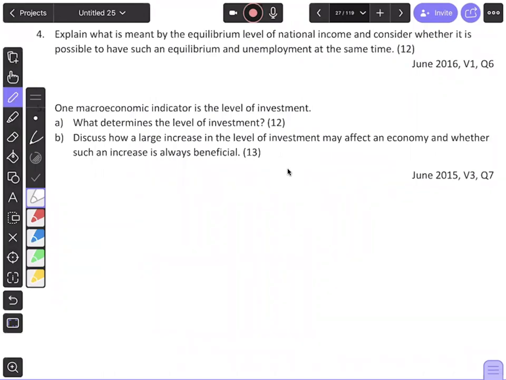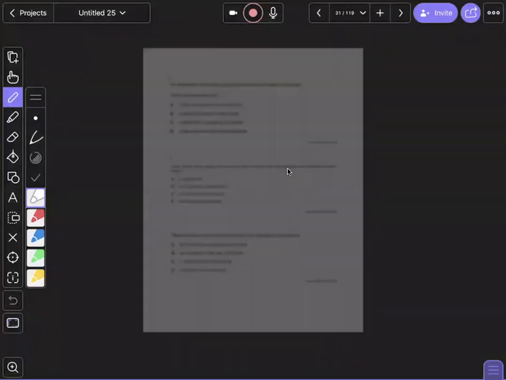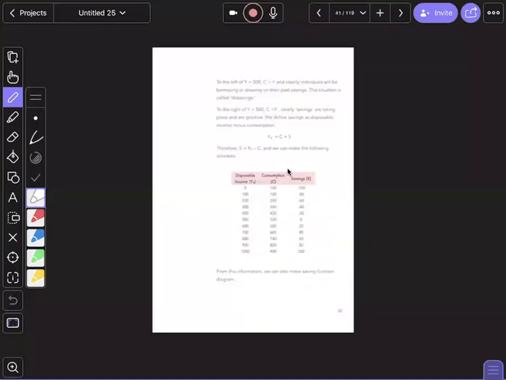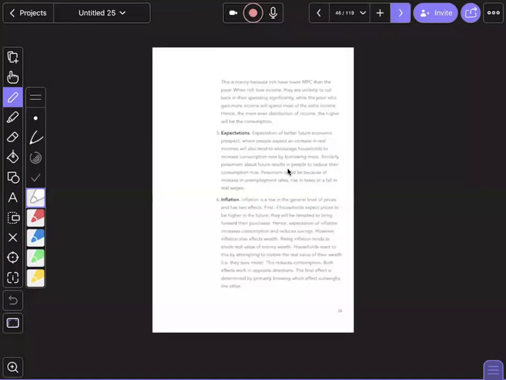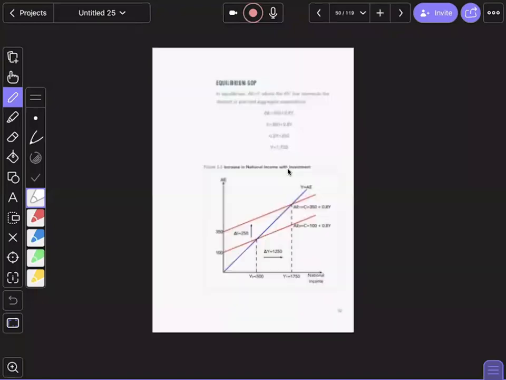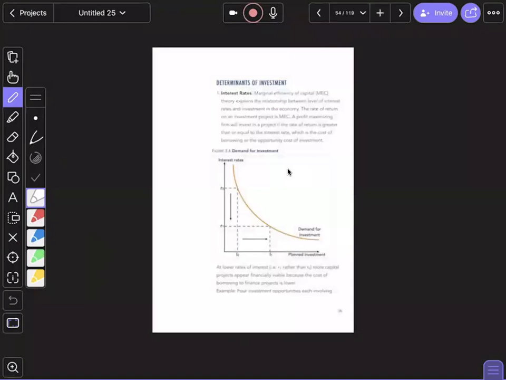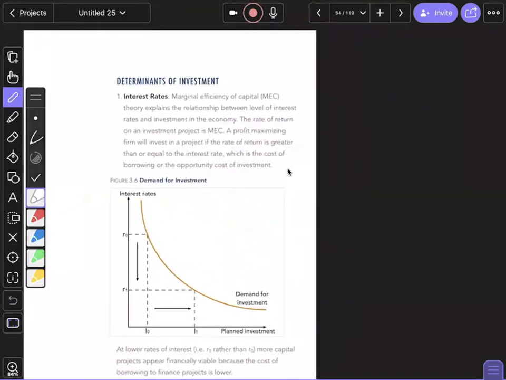If we go to our notes, you might have got a chance to see this. I just have those notes here. We've done factors affecting investment. So let's just talk about that. This is what we're talking about, determinants of investment.